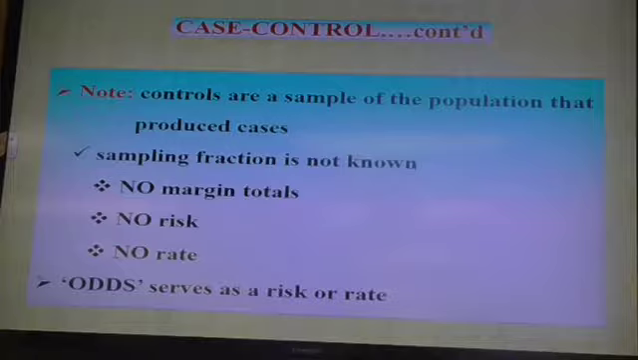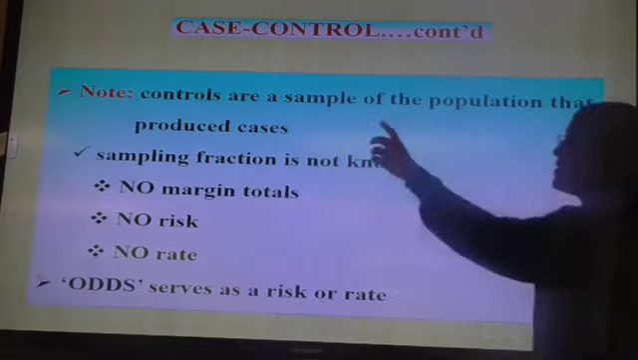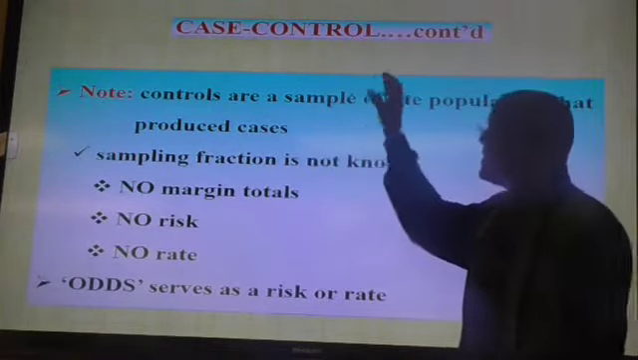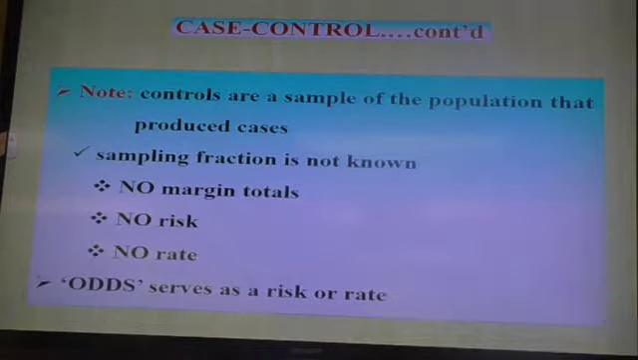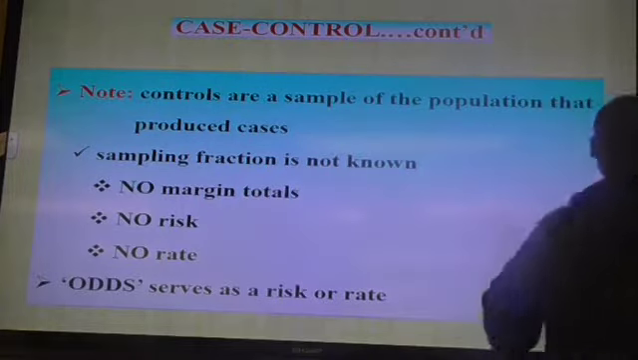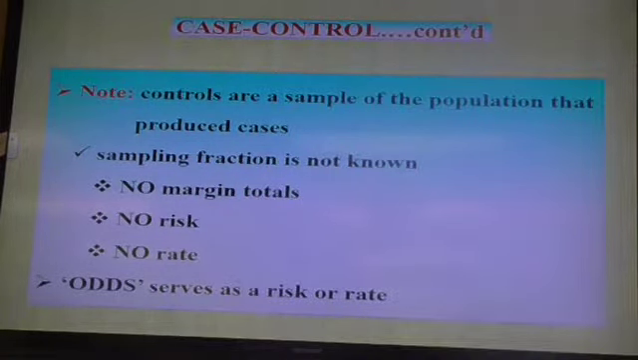So your controls depend on what? On the cases that you have. So you are not randomly selecting them from the population. The controls are not randomly selected from the population because they are dependent on the cases that you have. As a result, you don't talk about random sampling or sampling fraction, because the number of cases governs the number of controls that you select.